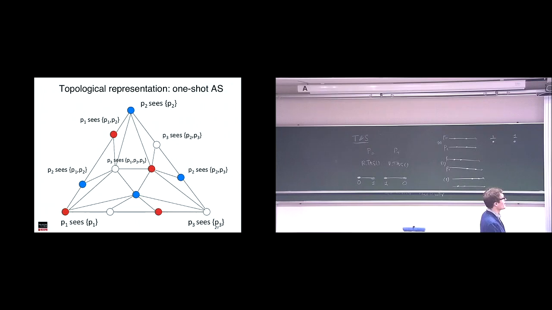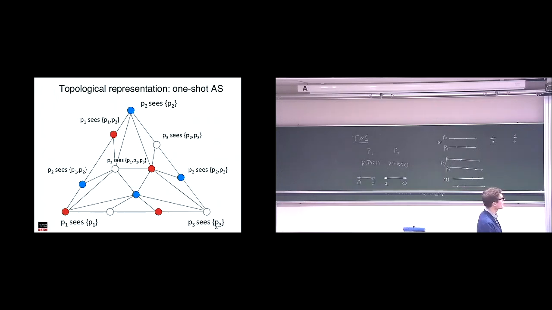For example, if we take this triangle here, it's a simplex, a set of vertices, which corresponds to an execution in which P2 was fast, it sees only itself. Then P1 comes, sees P1 and P2, and then P3 comes, executes this update, it sees everybody. So we have this execution here.